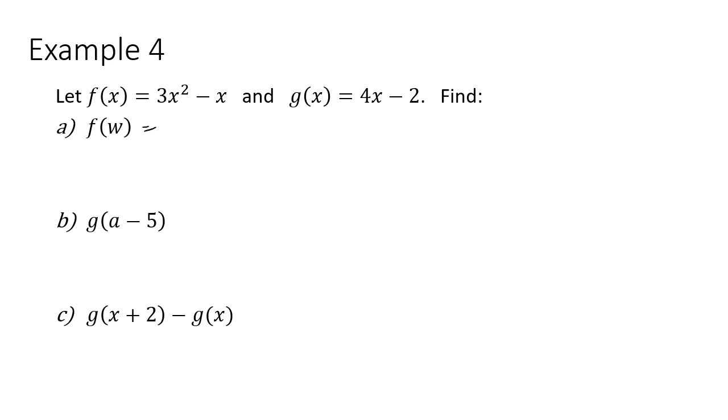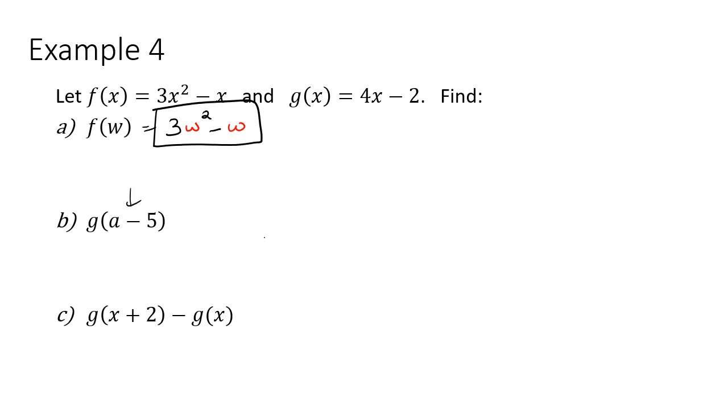So again, what that's saying is everywhere you have an x in the function f, we're just going to replace it with the letter w. So this would be 3 times w, still squared, minus w. Part B is a little bit trickier.